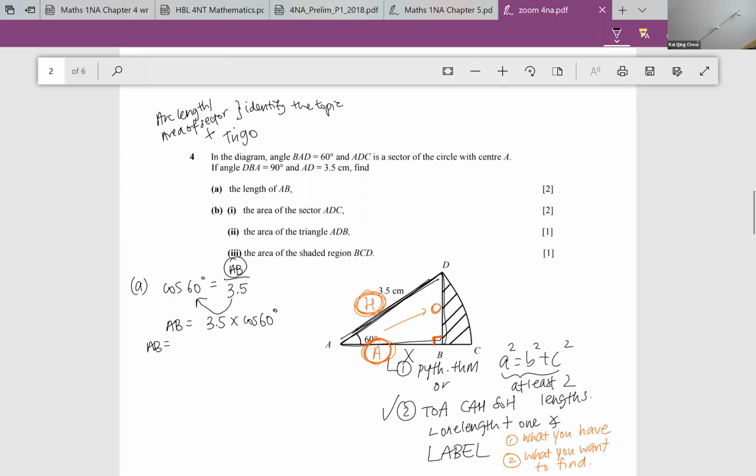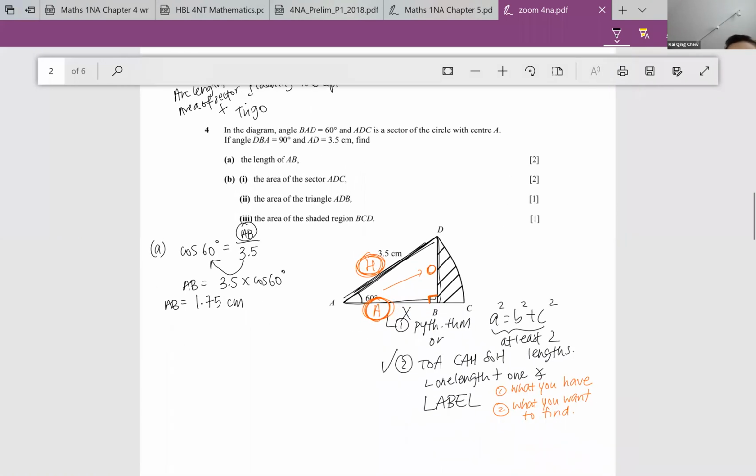3.5 times cosine 60, I'll get 1.75 cm. Up to here, are you all okay? Any questions? I don't see any hands up. Okay, I have a thumbs up from Fizana. Thank you for your affirmation. Okay, so I've done first question. These 2 marks very easy to earn, right? As long as you give me this cosine and 1.75, you get the 2 marks.